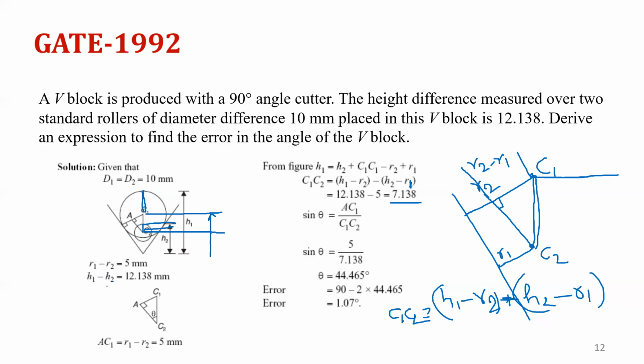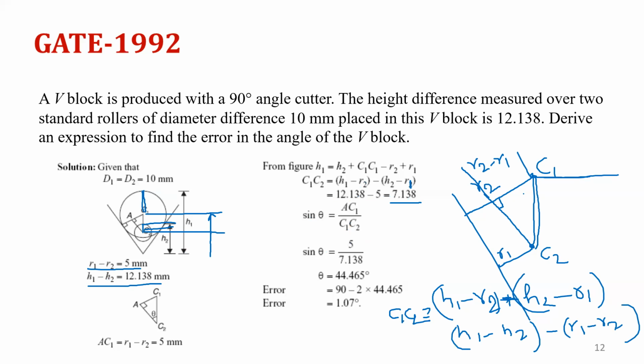H1 minus H2 is given as 12.138, and the difference R1 minus R2 is also given. So this becomes H1 minus H2 minus R1 minus R2. 12.138 minus 5, we get 7.138.